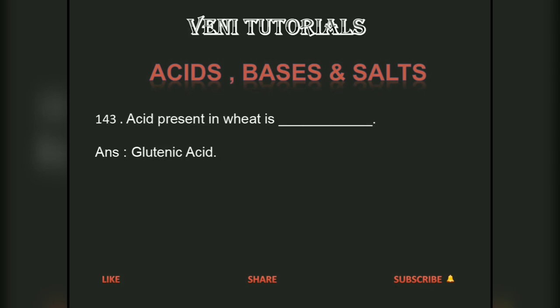Acid present in wheat is dash. Answer: glutenic acid. Acid present in amla is dash. Answer: ascorbic acid. In explosive firecrackers, dash is used. Answer: nitric acid.